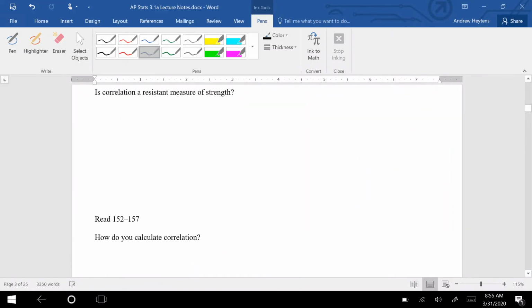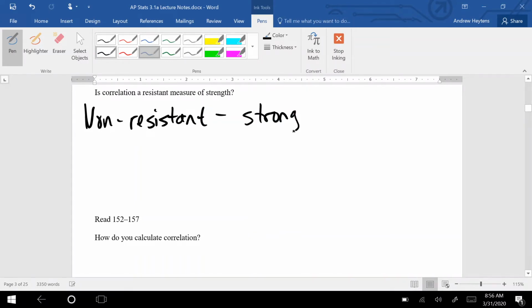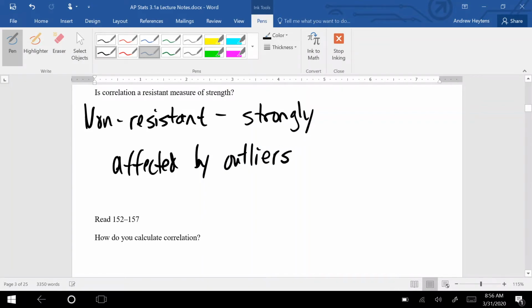Is correlation a resistant measure of strength? So we've talked about resistant measures all year. And if you remember, resistant measures have to do with outliers. Correlation is non-resistant because the R value is strongly affected by outliers. So we did this with mean, median, standard deviation.